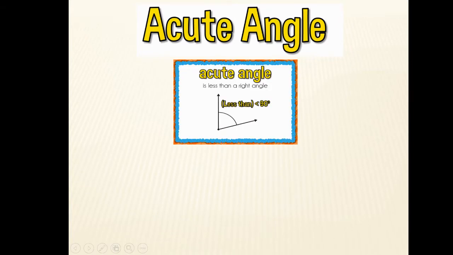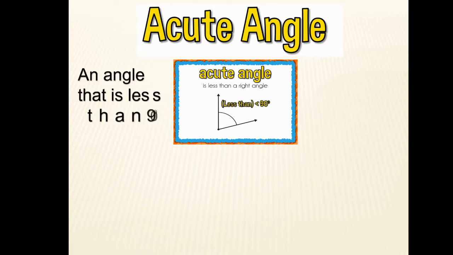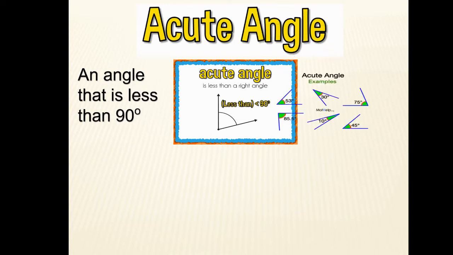Of course, the first one you're going to have is going to be the acute angle. And what makes an acute angle an acute angle? Well, first of all, it's going to be an angle that's less than 90 degrees. And it has to be an angle that is less than or smaller than a right angle. So here are just a few examples of an acute angle.